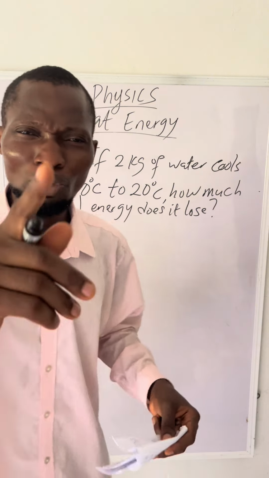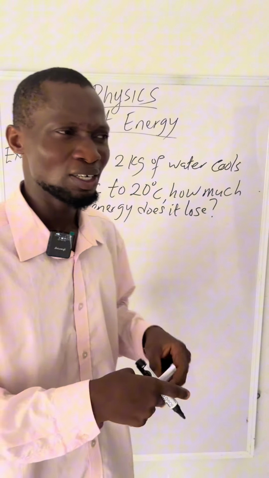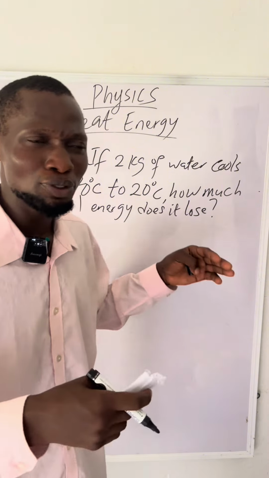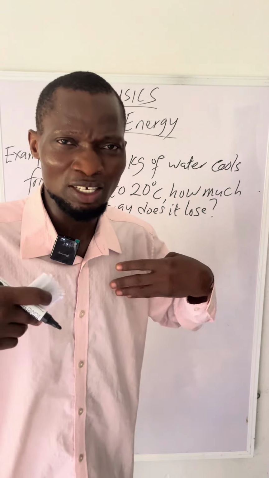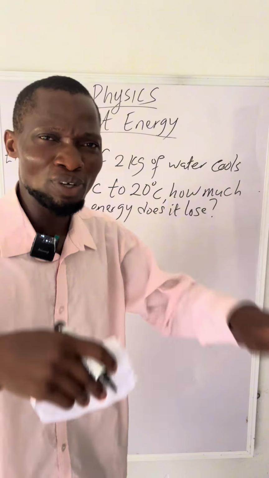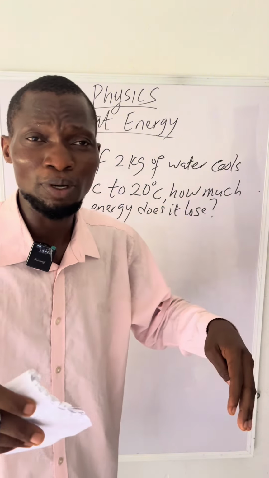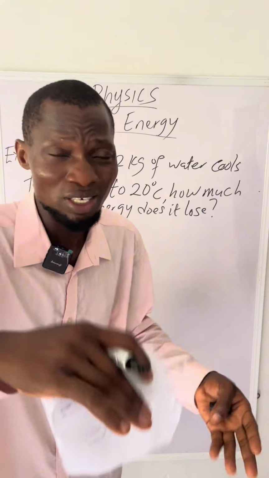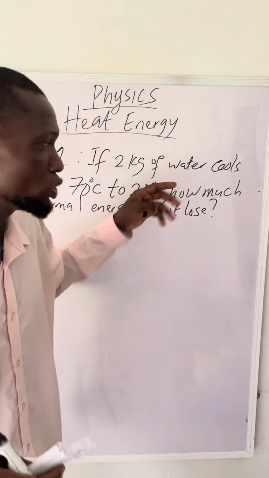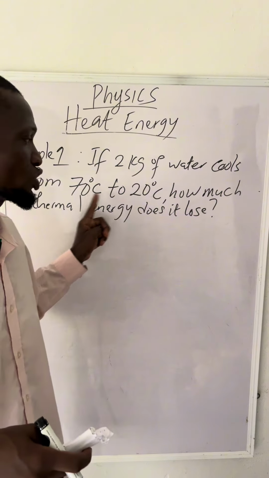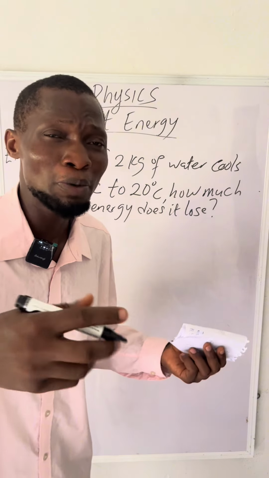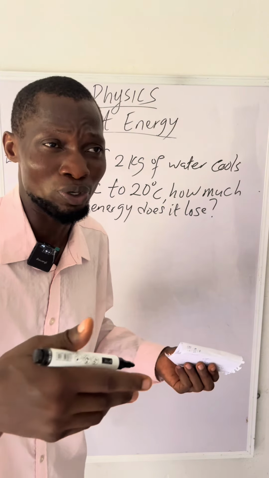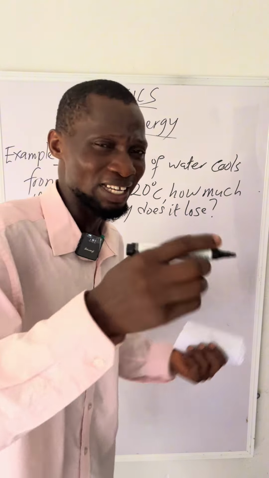But we know that when the temperature increases, the body is gaining energy. But when the temperature decreases, it means the body or the material is losing its energy. So that is why the body is cooling down from the temperature of 70 degrees Celsius to 20 degrees Celsius. So we want to calculate how much thermal energy it loses, and that is what we are going to do.